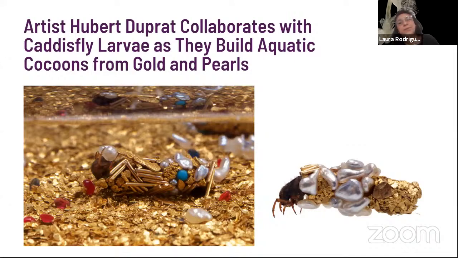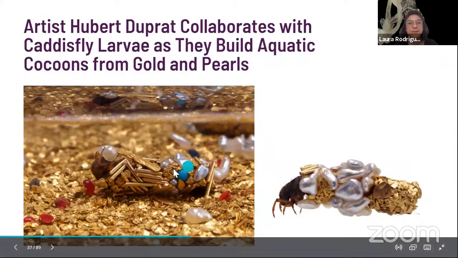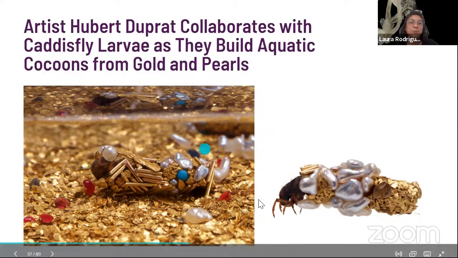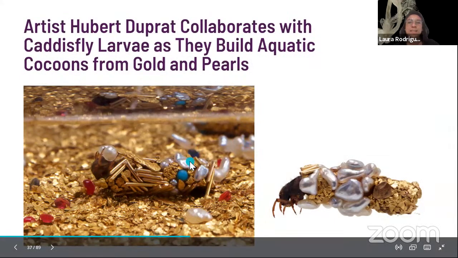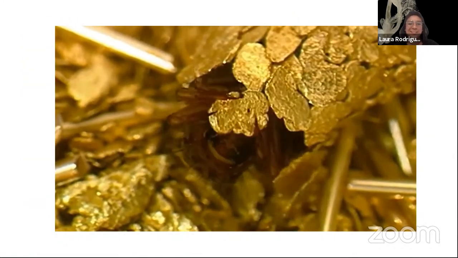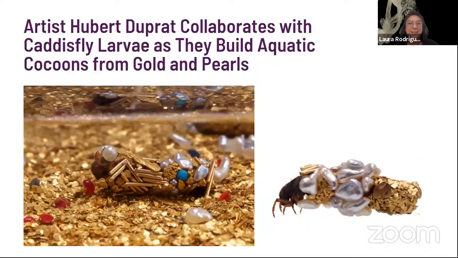Then we also have another type of collaboration with insects. For example, we have the caddisfly larvae that in nature take different stones or rocks in their environment to create their cocoon. Then they have a metamorphosis and leave the cocoon. So the artist, Hubert Duprat, took these larvae and instead of putting them in an environment with rocks, the environment was made of gold and pearls. So the larvae started to build these beautiful cocoons that are very expensive, and they were sold as artworks in collaboration with another species.